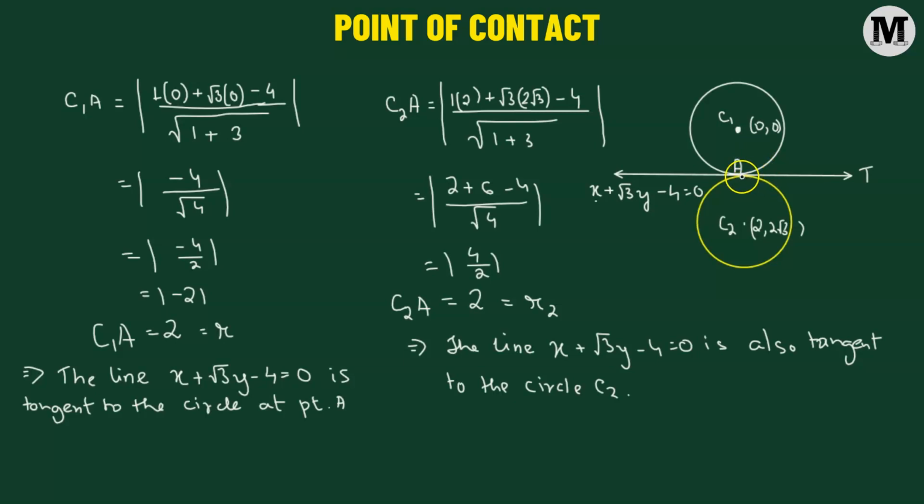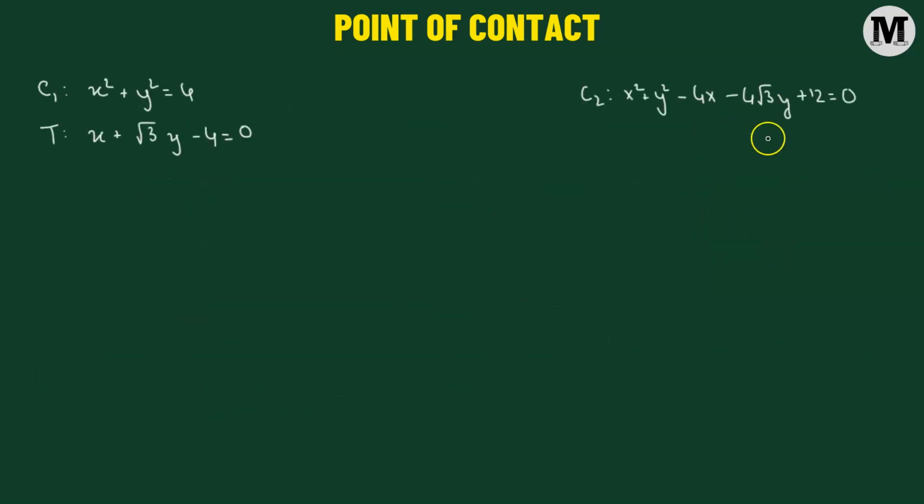Our next goal will be to find the point of contact A. So we will find the point of contact A and show that it's going to be a common point for both circles, meaning the line is going to be tangent to the two circles at the same point A. Now how shall we find the coordinates of point A? So we will suppose that the coordinates of point A will be x1 comma y1. Now if it is x1 comma y1, we'll start with the circle C1. So let's write down the equation of the circle C1.